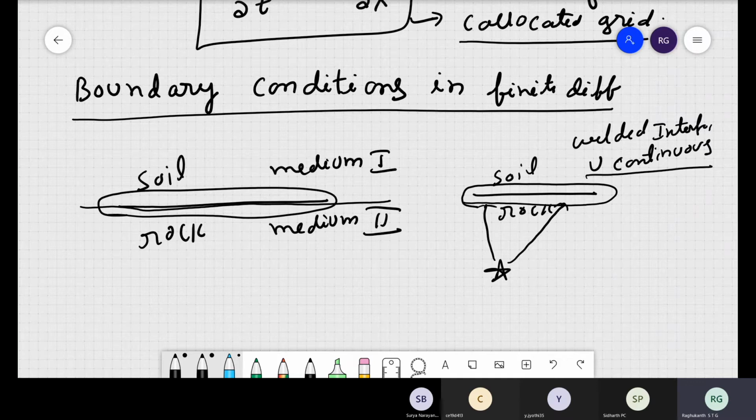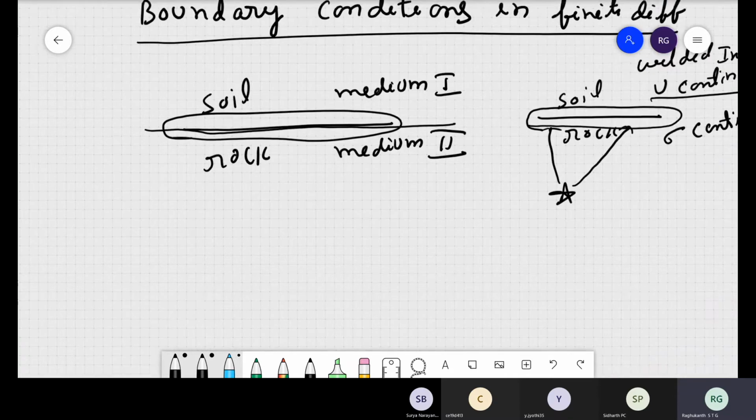Like Siddharth told, strains have to be continuous or something. So that means, you followed, right? The stresses also. The same thing should go this side also. So stresses also should be continuous. Generally this is how we write for welded interfaces. So welding, we say. Nothing can be shifted like this. Now how do you write these types of boundary conditions in the finite difference approach?